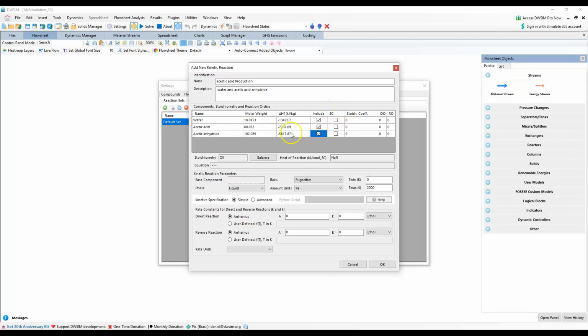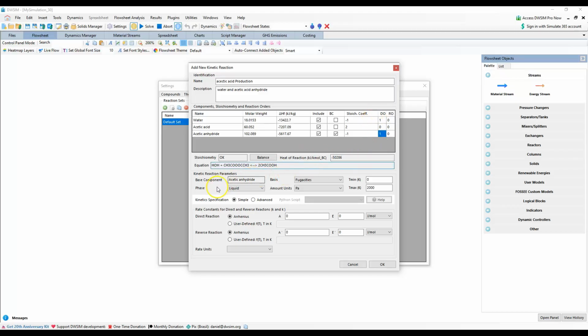Now here I am including water, acetic acid and acetic anhydride. Here the base component I am taking as acetic anhydride. Now the stoichiometric coefficients: 1, and this is also 1, and the product is 2. Okay, so here I have to put 1. Now you can see the equation is balanced. Now here I am doing the direct order simulation. So here I am putting 1 and 1 because the rate is K, C_A and C_W.